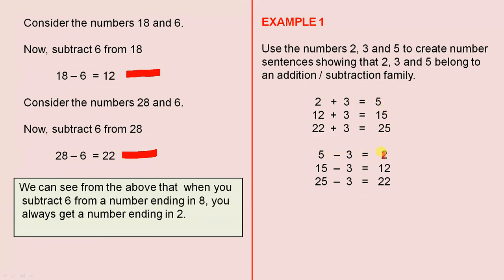5 minus 3 equals 2. 15 minus 3 equals 12. 25 minus 3 equals 22. So if you have a number ending in 5 and you subtract 3 from it, you'll always get a number ending in 2. And again, there are many more examples of each of these ones here. So when you understand patterns and look at them and work with them a lot, it just makes mathematics a little bit easier.